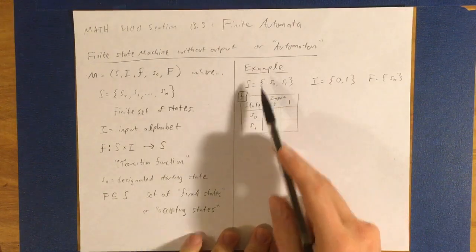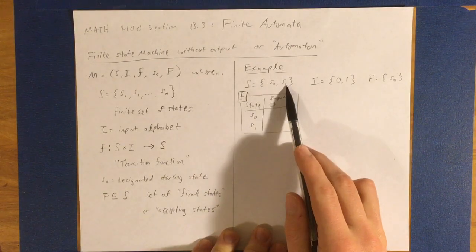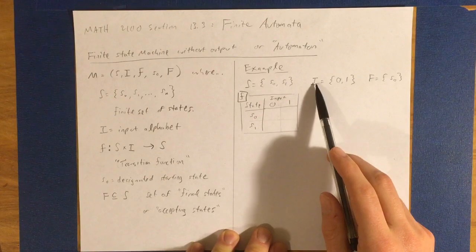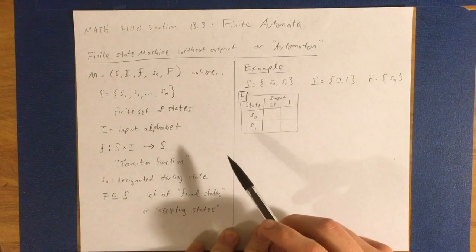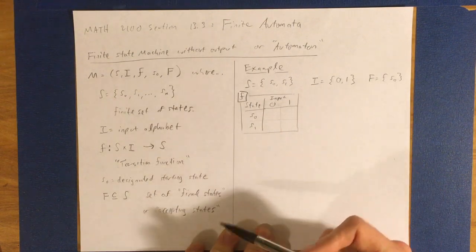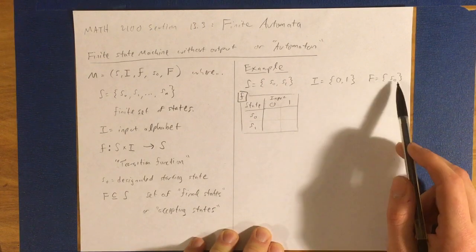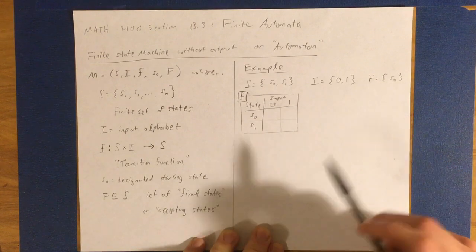So for this example, I'm going to have two states, just S0 and S1. And I'm going to use the input alphabet 0 and 1. So we're talking about binary inputs or bit string inputs. And then the final state is just going to be S0. We'll get to that in a moment.